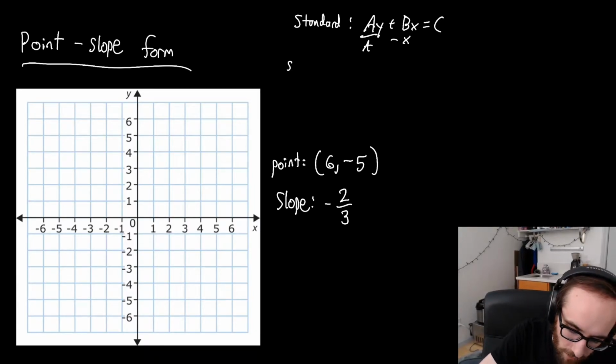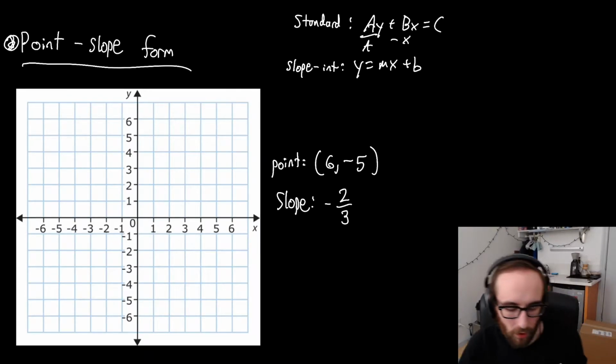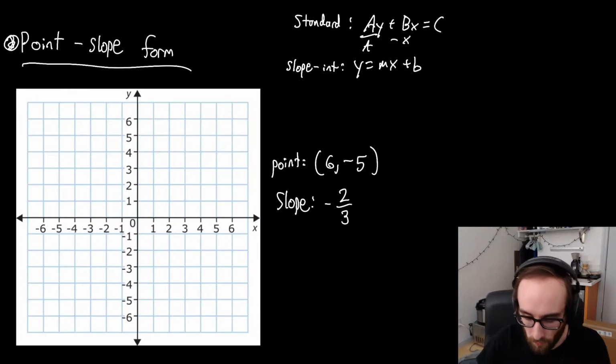We also have already learned slope-intercept form, y equals mx plus b. If we have the slope and the y-intercept, we can quickly write our equation. Sometimes we'll be given some information, or we'll be in a situation where it's actually easier to use our last form, which is called point-slope form.